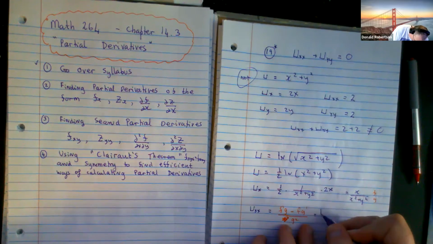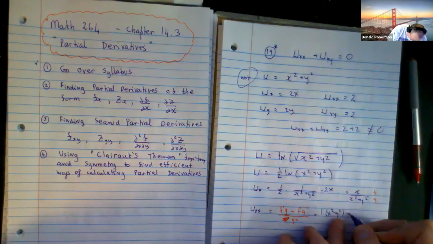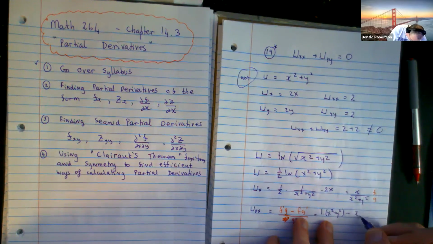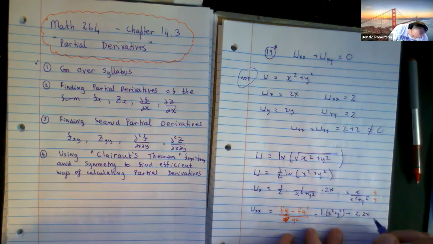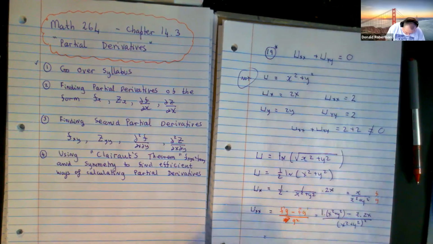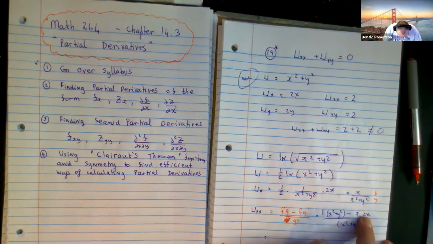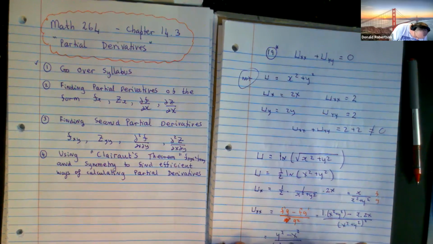So it's going to be 1 times x squared plus y squared, take away x times the derivative of the bottom with respect to x, 2x, and the whole thing on the bottom is going to be x squared plus y squared, squared. And that's going to get me an x squared, take away 2x squared, and that's going to give me a y squared. So after a little bit of tidying up, you're going to get that.